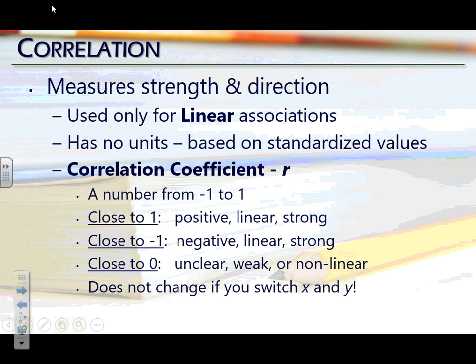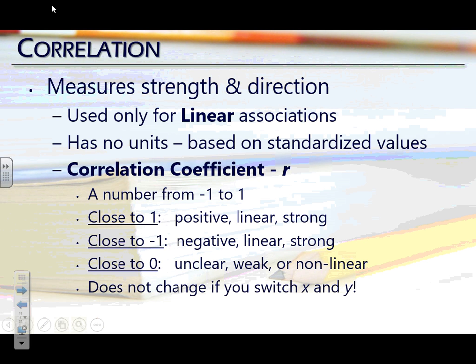Now, as far as strength is concerned, the closer we are to +1 and -1, so the closer we are to 1, the stronger our linear relationship is. So if we get a correlation of exactly 1 or a correlation of exactly -1, that means my data lined up perfectly. It all falls on an actual straight line.